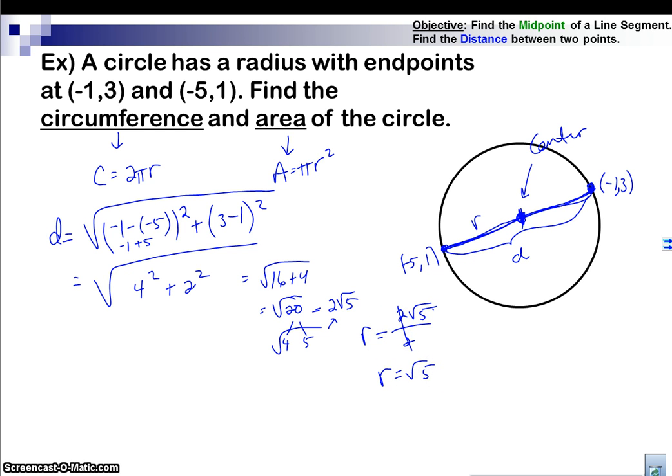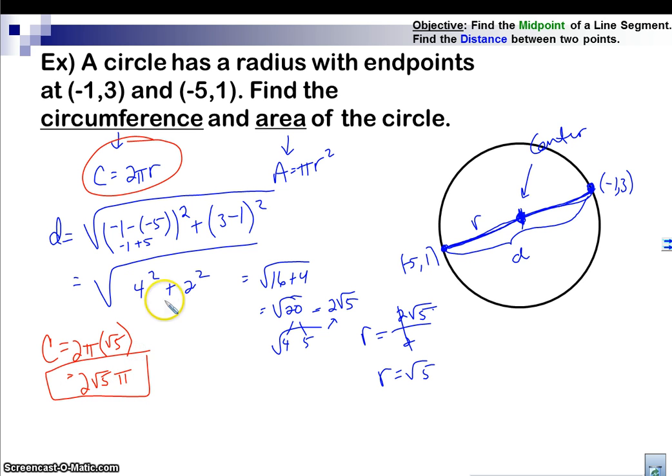So now that I have that, come back over here to find the circumference. It's 2 pi times square root of 5. So my circumference is 2 root 5 pi. And then my area is pi r squared. So that's pi times square root of 5 squared, which is just 5 pi. And that's my area. I'm going to say units squared, or just units, because it didn't tell me what the units were. All right, so that's all there is to it, midpoint and distance.